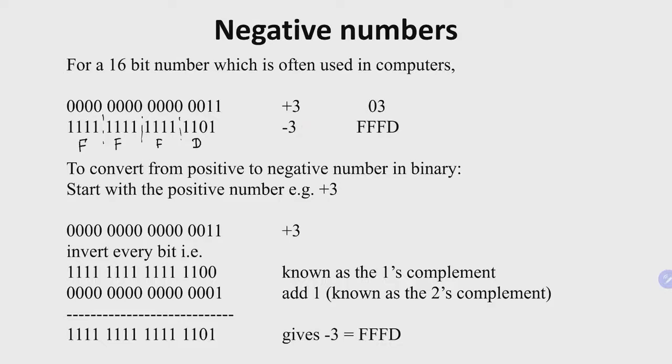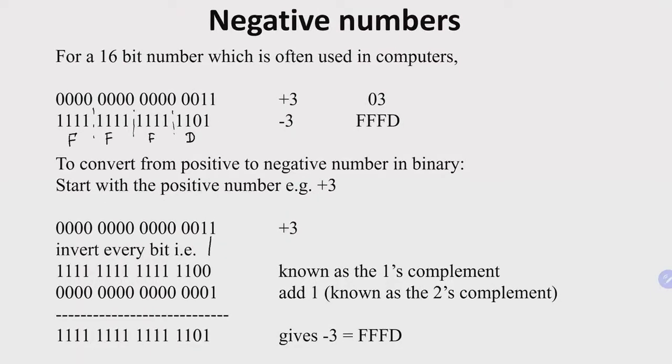So the first complement, or one's complement, is when we invert all the bits. For example, start off with 3 in 16 bits, we have all these 0s and then 1, 1. So invert every bit, which means that when it is 1, we make it 0. We invert all the bits, 1 becomes 0, 0 becomes 1. So this is known as the first complement.